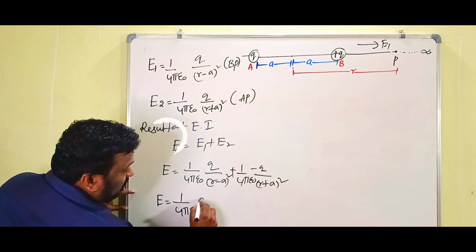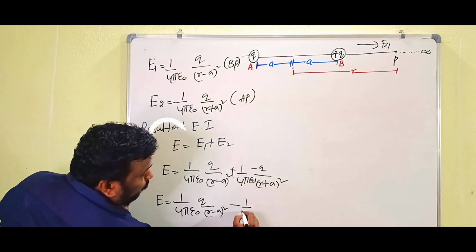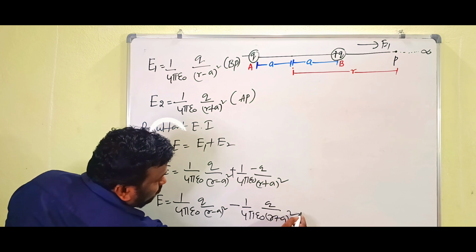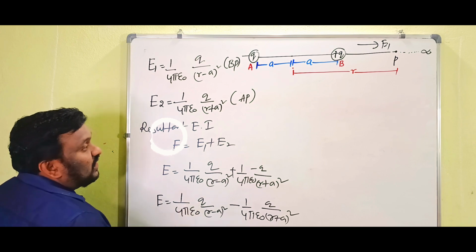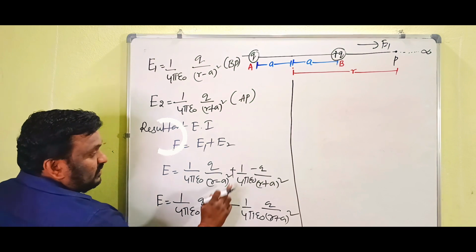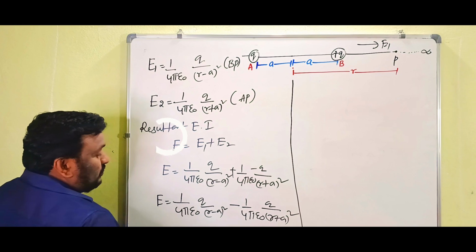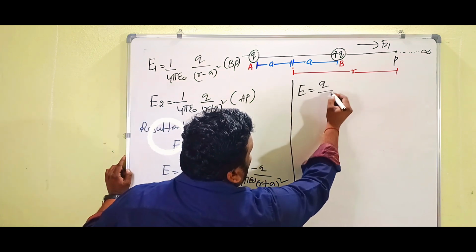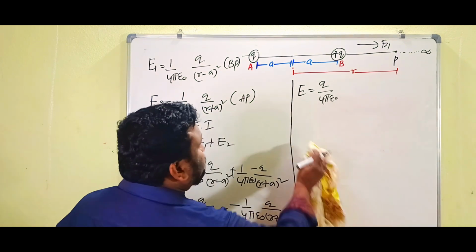Therefore E is equals to 1/4 pi epsilon naught q by R minus A whole square minus 1/4 pi epsilon naught q by R plus A whole square. So children, in these two terms 1/4 pi epsilon naught and q are common. Clear? This is the plus and this is the minus; plus of minus is minus, that's why we wrote minus here. So here we have to take q by 4 pi epsilon naught as common. Then what do you have to write?